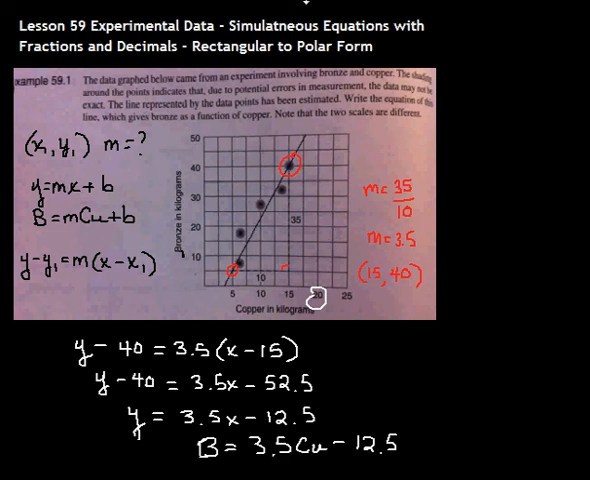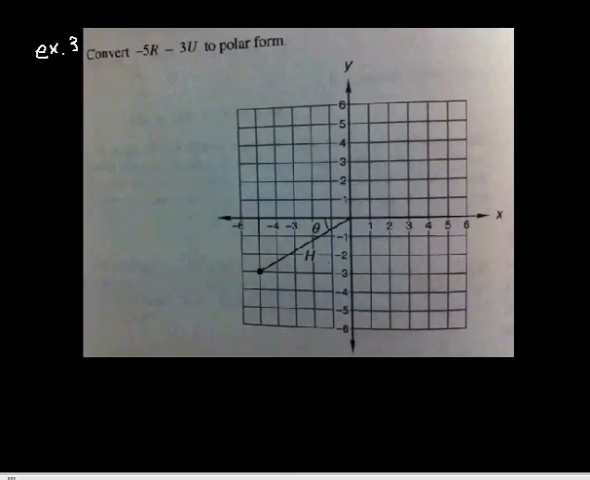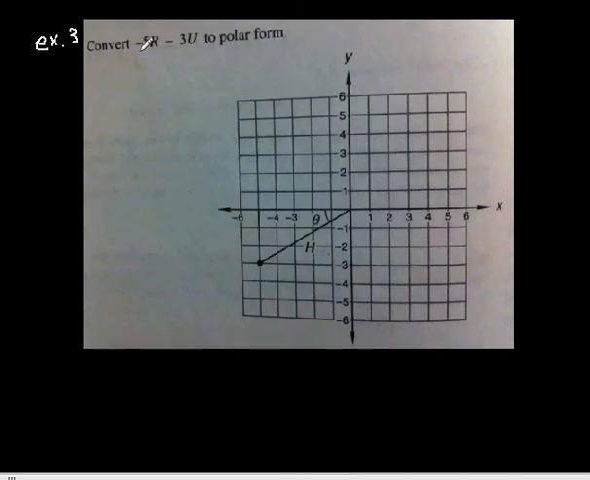Alright, here we go. This is a new concept, so don't tune out yet. Okay, we're supposed to convert -5r minus 3u to polar form. First thing you're going to do is plot this point right here. So this is -5 right, so I'm going to march over here, -5 right, and -3 up, which means down here. So first thing you do is you're going to plot that point on your graph.